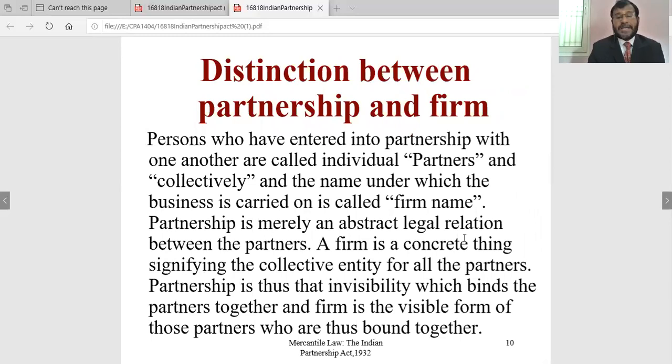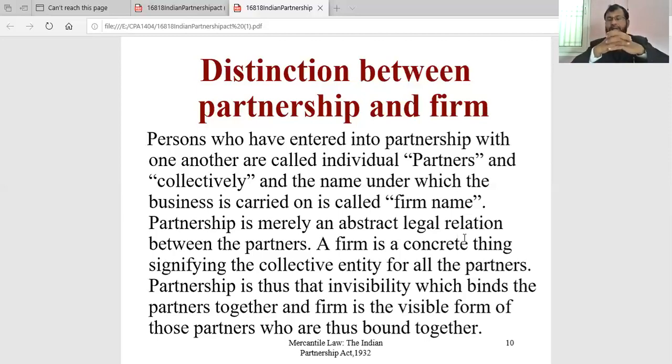Persons who have entered into a partnership with one another are called individually partners and collectively a firm, and the name under which the business is carried on is called the firm's name. Partnership is merely an abstract legal relation between the parties. A firm is a concrete thing signifying the collective entity of all the partners. Partnership is thus that invisibility which binds the partners together, and the firm is the visible form of these partners who are thus bound together. It is very clear from this slide that individually they are known as partners, collectively they are known as a firm.